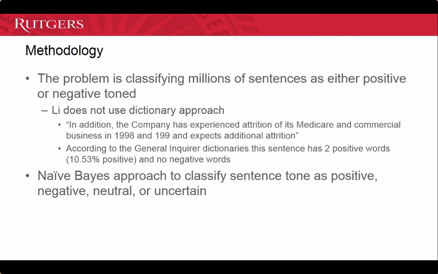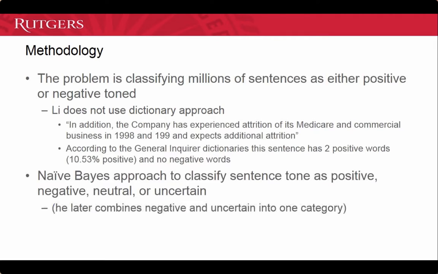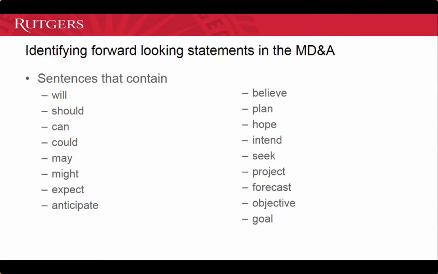Okay, so here's what Lee did. He said, if a sentence has one of these words, it's forward-looking. Now, is this perfect? Can you guys see any flaws or come up with any examples off the top of your head? Think of a sentence that uses one of these words that's not talking about the future.